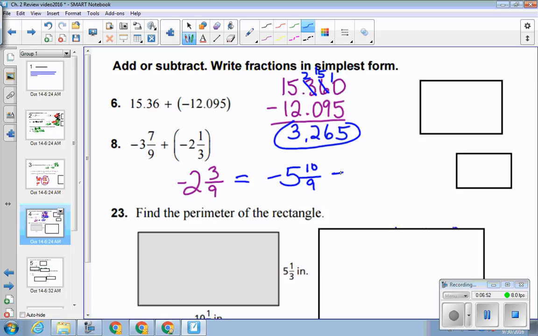So we need to change that because we can't leave an improper fraction in it. So we take a whole out of our fraction, and now we have negative 6 and 1 ninth, and that's our final answer.